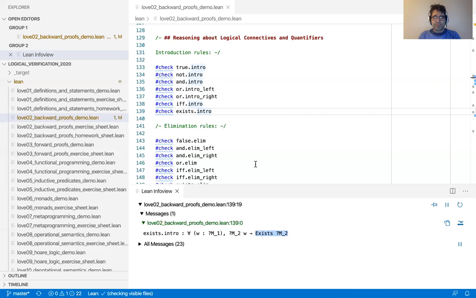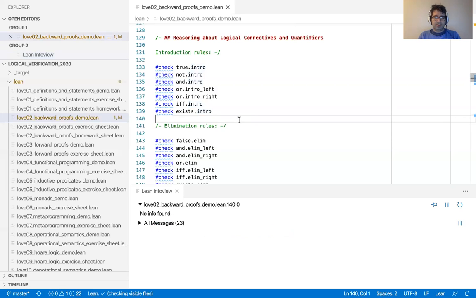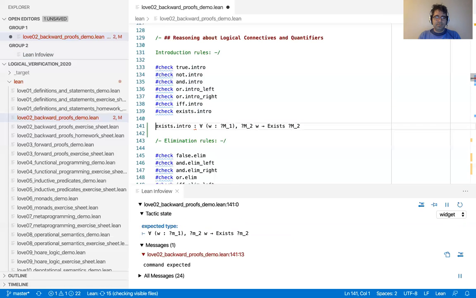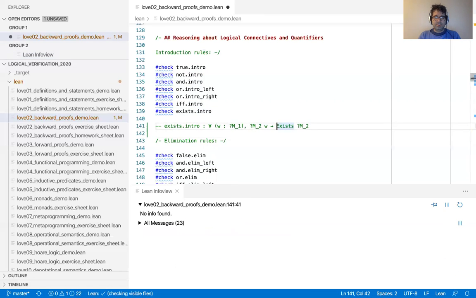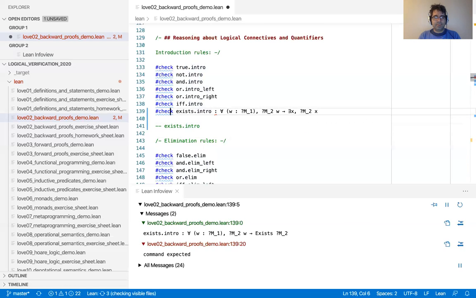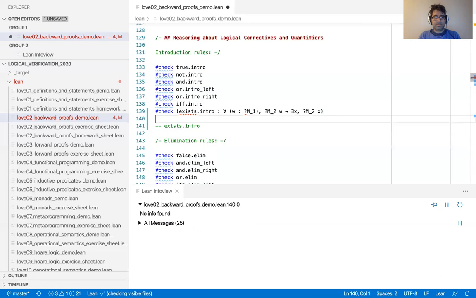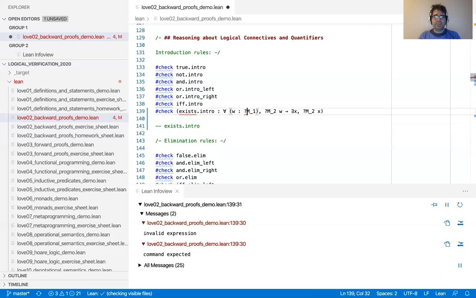What I really would like to say here, and that would be accurate, is exists an X such that M2 X. In fact, I think it's so correct that I can probably put it in here, and Lean will not complain. Well, okay. Oh yeah, it doesn't like the M1s. Okay, it does something. I said nothing.